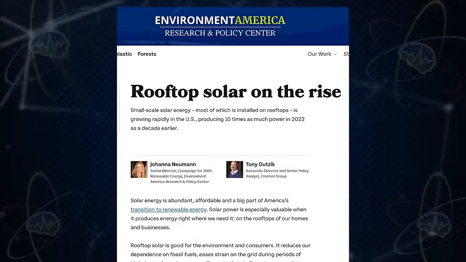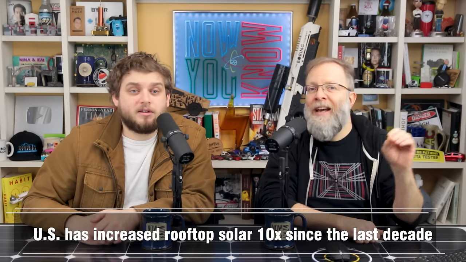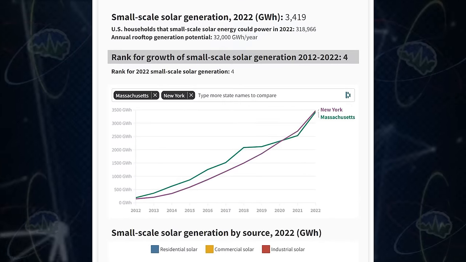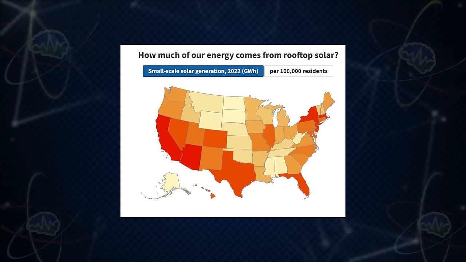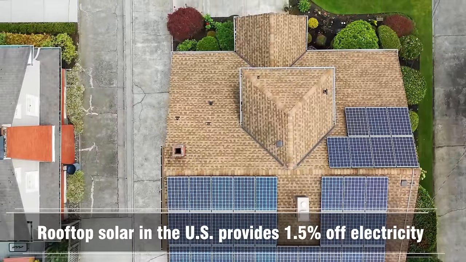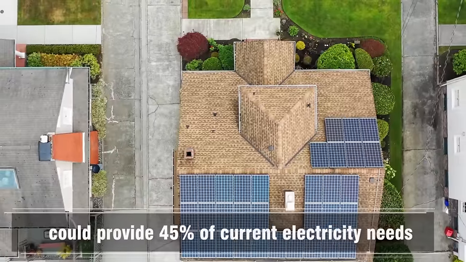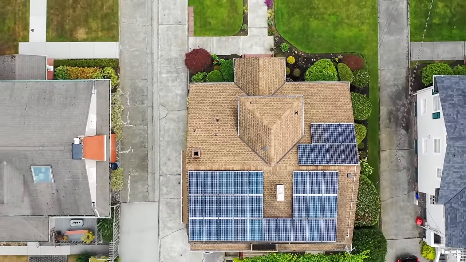A new report called Rooftop Solar on the Rise by the Environment America Research and Policy Center found that the U.S. has increased rooftop solar 10 times since the last decade. It has this cool dashboard here where you can compare different states. Like I compared our home state of Massachusetts in green to New York in purple. And this map showing small-scale solar generation per capita. The authors of the report point out that even though rooftop solar in the U.S. only provides 1.5% of our electricity now, it could easily provide 45% of our current electricity needs because we have so many roofs across the country.